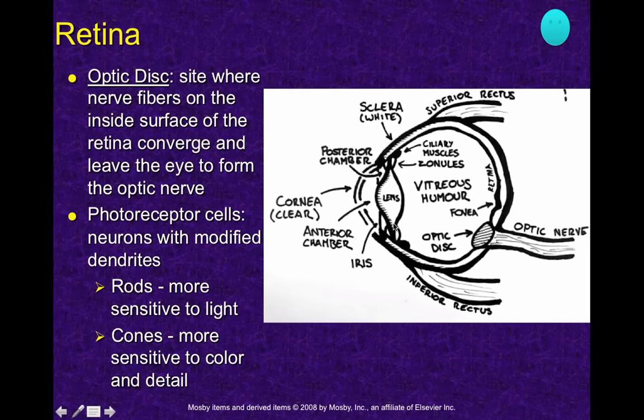The retina is formed with the optic disc. The optic disc is just below the retina. It's a site where the nerve fibers on the inside surface of the retina converge and leave the eye to form the optic nerve. Photoreceptor cells are neurons with modified dendrites, which I hope you'll chat about with Dr. Parr. The rods are more sensitive to light and the cones are more sensitive to color. As you can imagine, humans have a higher concentration of cones than rods.